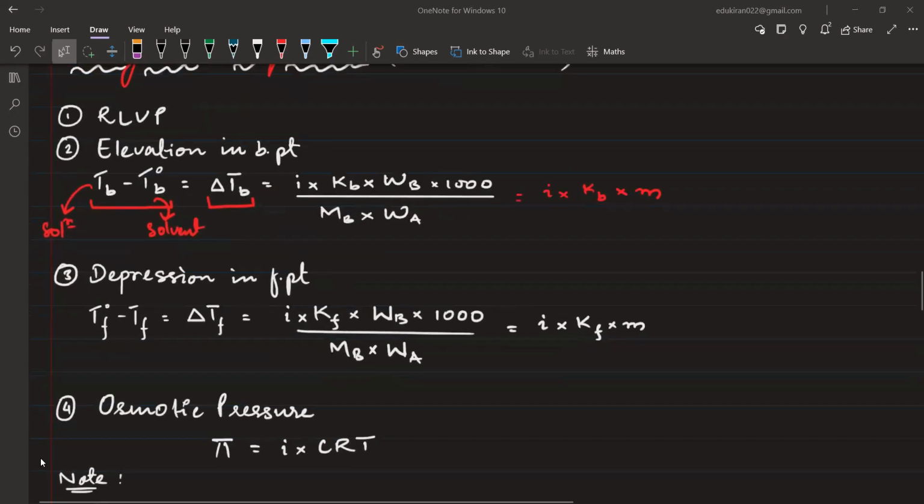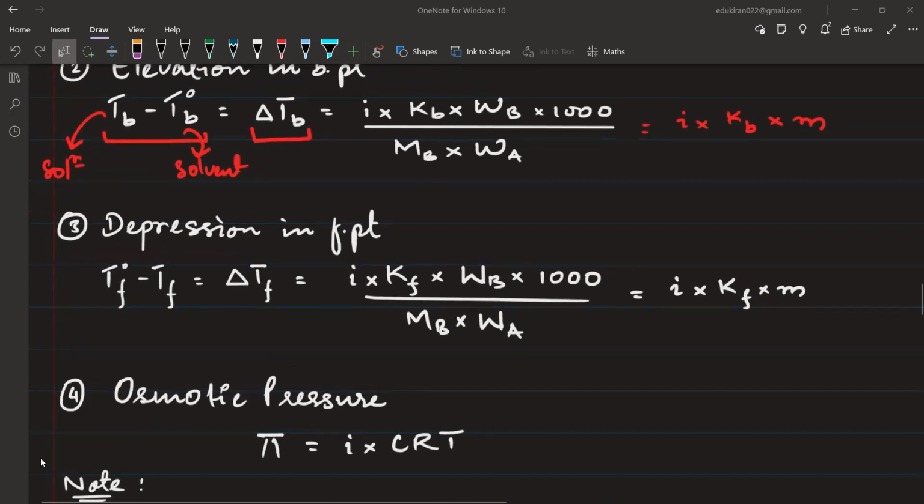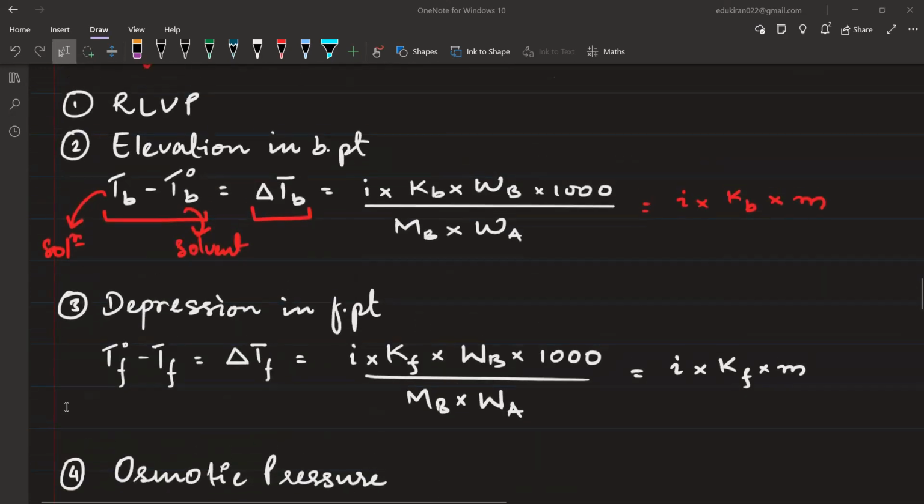Now, a small point on the molecules which get dissociated and associated, but they don't get completely dissociated or completely associated. They get partially dissociated. We say that those are weak electrolytes. In those cases, wait a second. Before the association and dissociation, note this point down. Colligative property in all of these cases, you must see it is inversely proportional to the molar mass of the solute. Molar mass of the solute is always in the denominator.